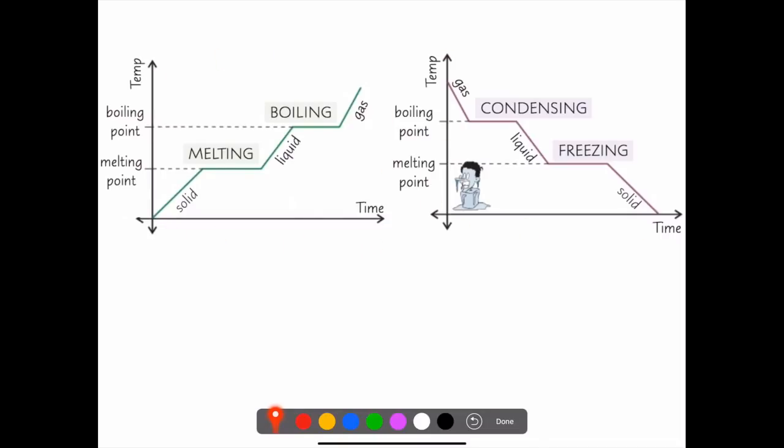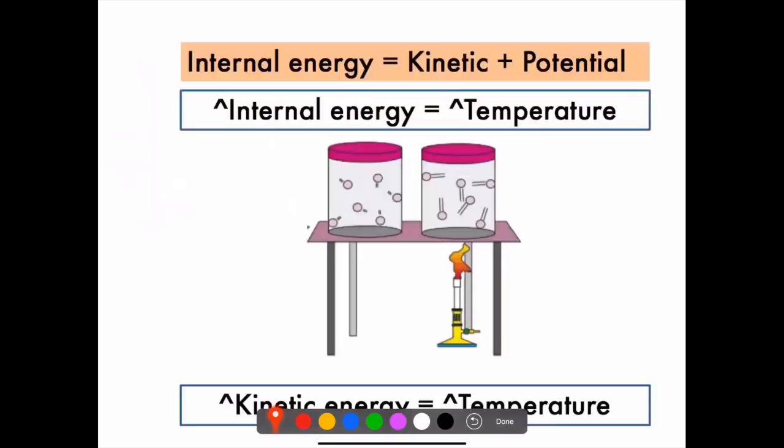So basically what we said before, we can see the flat bits is where the state changes but the temperature does not change. So the flat bits are specific latent heat. The diagonal bits is where the temperature is changing. That is specific heat capacity. So again, over here you have specific heat capacity, and over here you have specific latent heat. In this one, since you're melting, that's specific latent heat of fusion. Over here, when you're condensing and freezing, it's specific latent heat of vaporization.